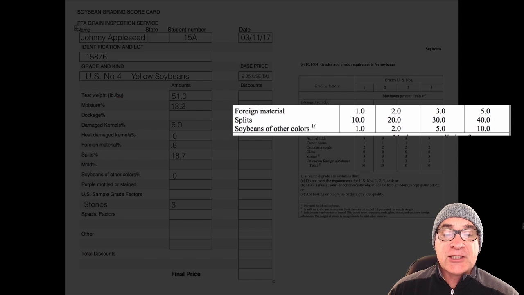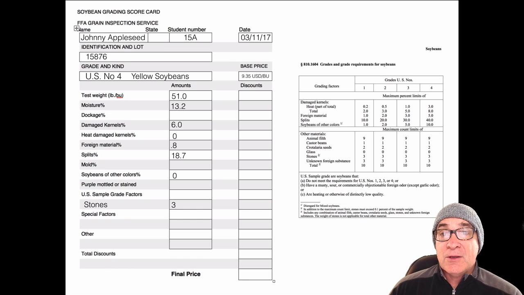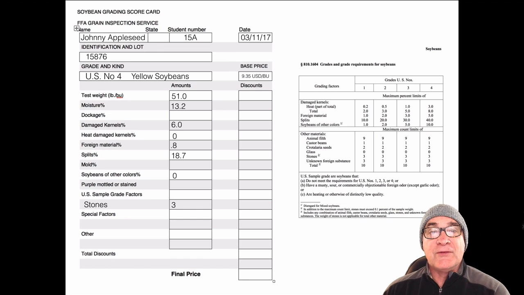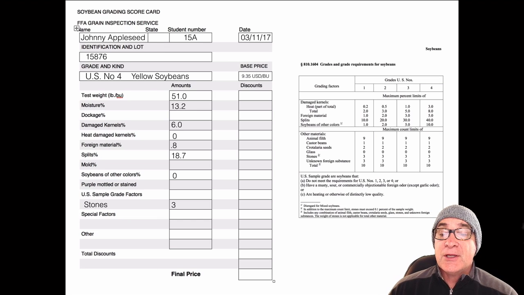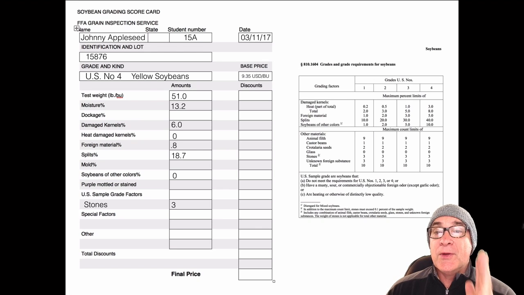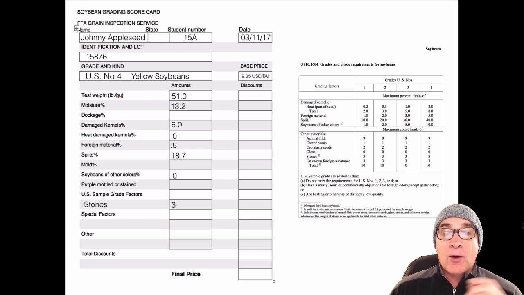If you take a look at the splits, it's 18%. And according to this, it would be in grade 2 because it's above 10, which is the maximum for grade 1. But it's still not 4. So you always keep the highest amount. You don't go down at all. And then if you look at other colors, it's a 0, so that really doesn't matter. And the stones, again, if you look at the sample grade maximum counts for stones, 3 would be the actual. If it was 4, then it would be rejected. This one has 3. So we're going to have a grade 4 commodity here.